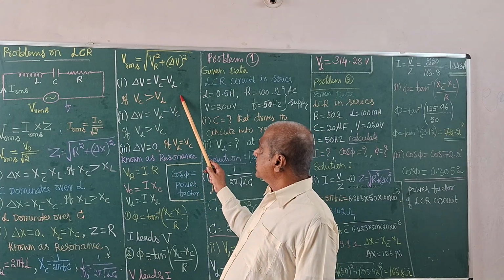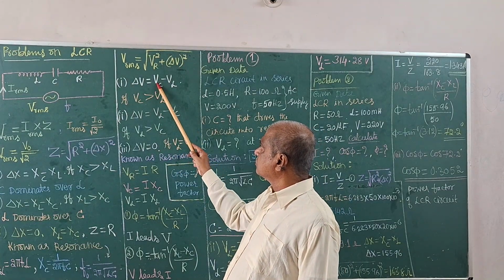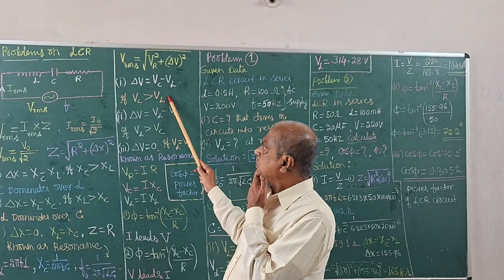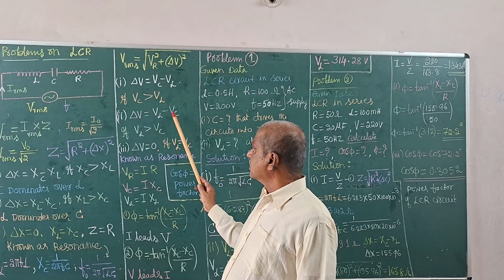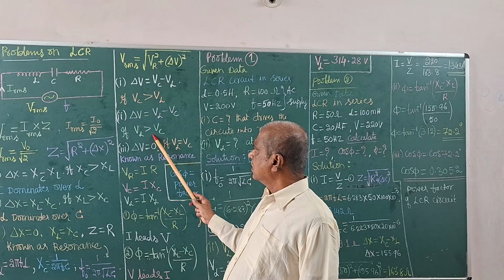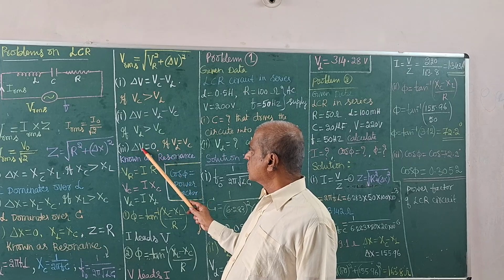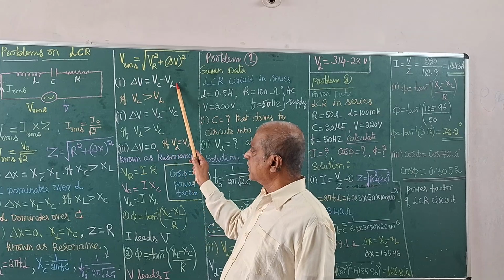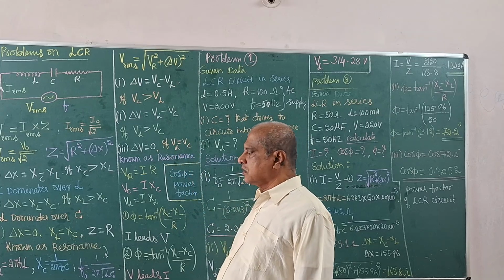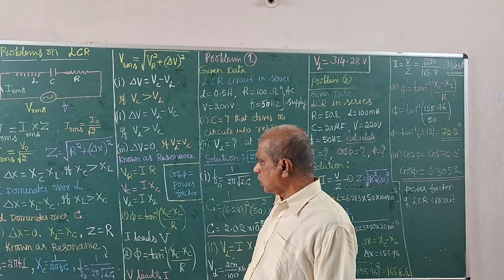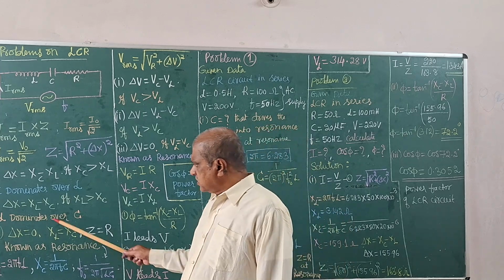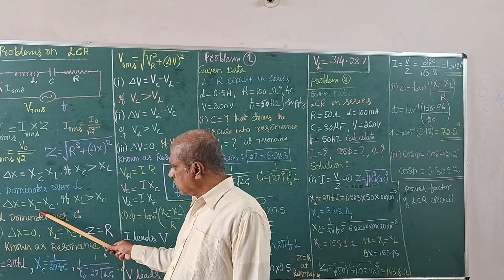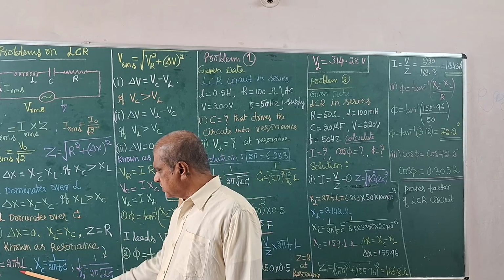So we can apply the same case here. The difference is this. If this is greater than this, it is called a capacitive circuit. If this is greater than this, it is called an inductive circuit. If this is equal to 0, VL equals VC, it is known as resonance. A similar case can be applied to voltage as well as resistances. And the resistances are defined. I will give the equation again. This is defined by this equation.